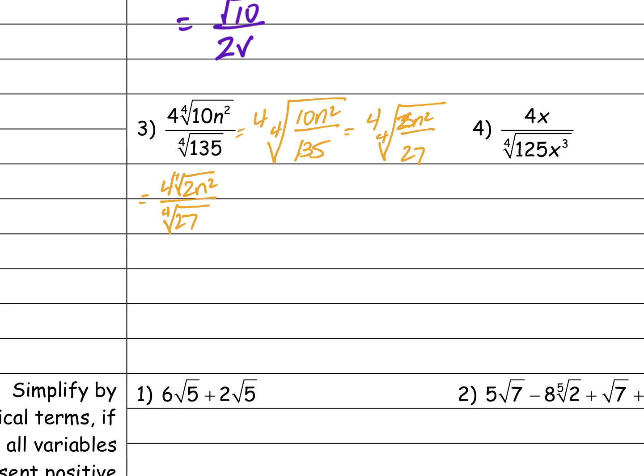And in order to get rid of the root in the denominator, I need a 3. So the 4th root of 3, because 27 is 3 cubed, right? So I just need one more 3. So 4th root of 3. So I should get 4 times the 4th root of 6n squared all over 3. Whew.